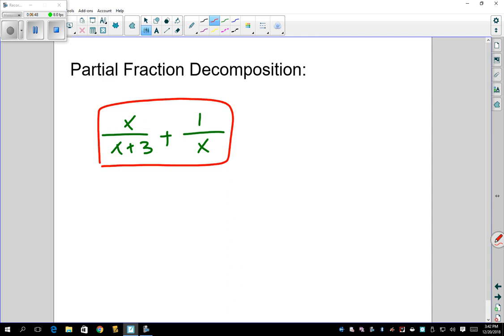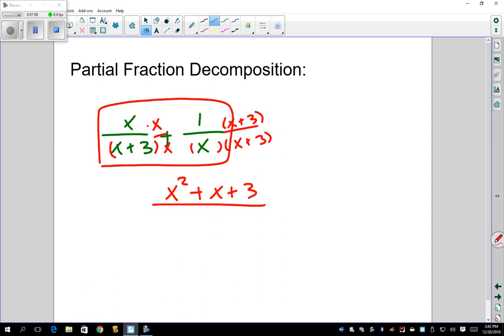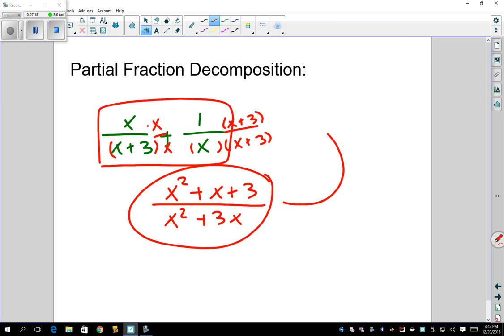What we're given here is two fractions. We want to combine them. They have different denominators, so I would multiply the first one by x over x, and the second one by x plus 3 over x plus 3. What I would get is x squared plus x plus 3 all over x squared plus 3x. With partial fraction decomposition, my goal is to start from here and go backwards. We're given the final product, and we need to go backwards. We're going to see this especially with integrals, because I can't integrate something like this, but I can definitely integrate this top part. So that's why we cover this.